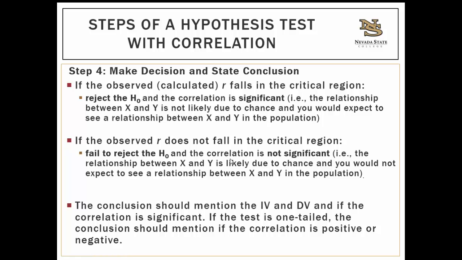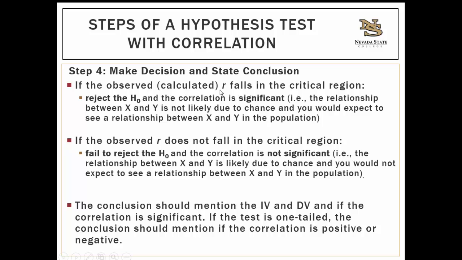So then step 4. This is when you'll make a decision and state your conclusion. That's the same step 4 that you've been doing for your hypothesis testing all along, and it's really the same rationale that you've been using. If what you calculate in step 3 falls into the critical region from step 2, you're good to go. You can reject the null, celebrate, and say that the relationship is probably significant.